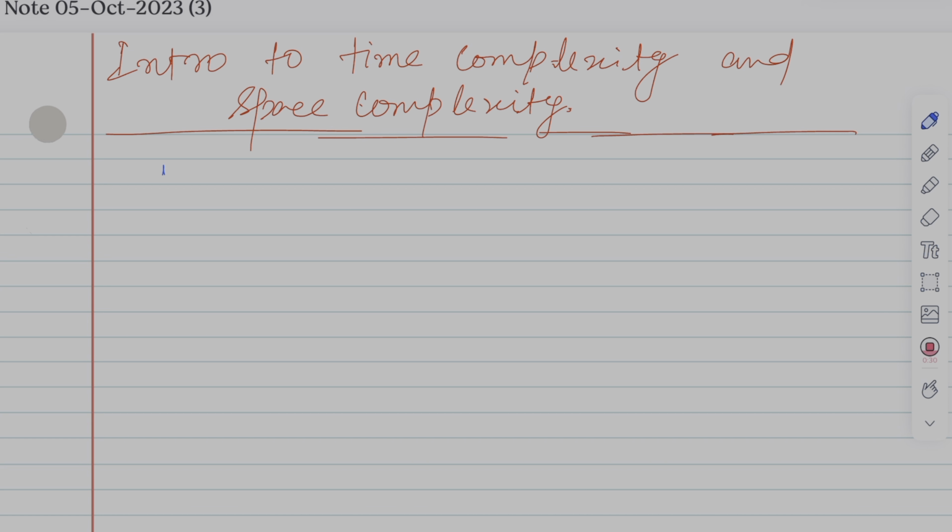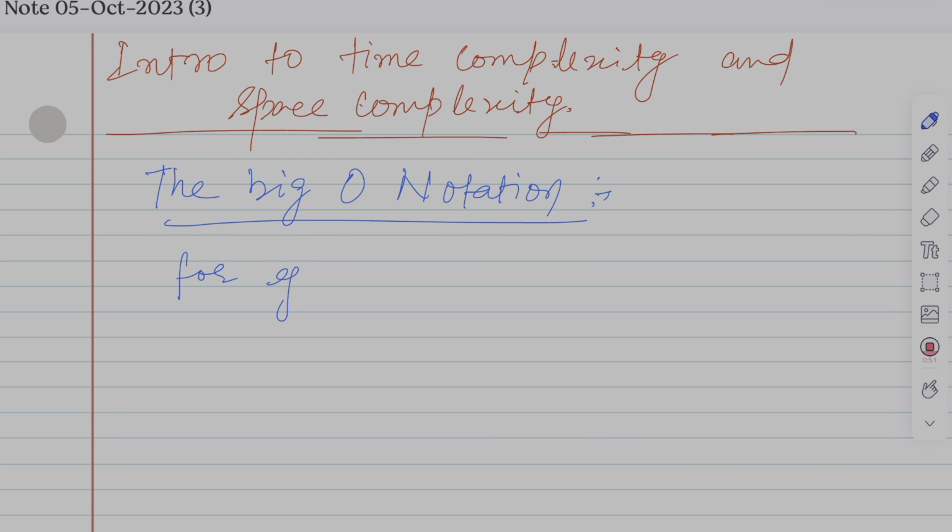So the big O notation means an upper bound to something. It means that we are bounding a certain value or providing an upper bound to something. For example, this is the upper bound.